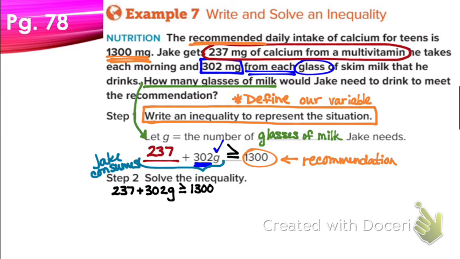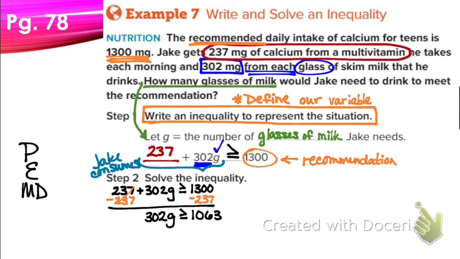I think you should take, I heard subtract. What am I subtracting? Subtract 237 from both sides. So 302G is greater than or equal to 1,063. Yep, 1,063. So again, I'm using order of operations here. We always start down here if we are going to be solving or isolating.